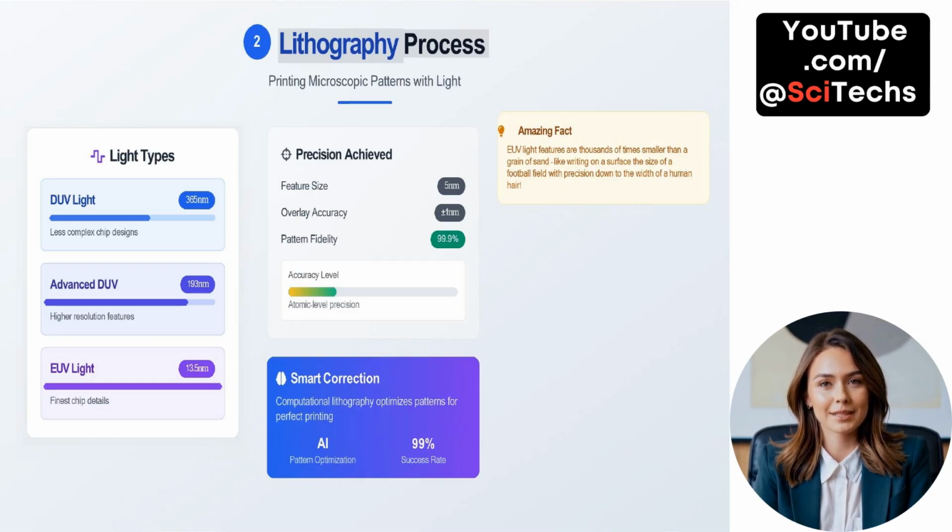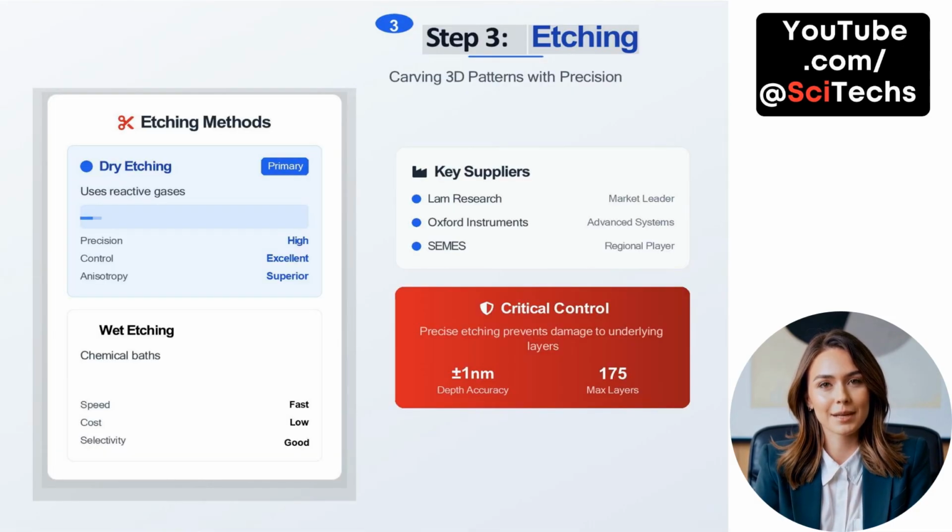An amazing fact: EUV features are so tiny, it's like writing with hair-width precision on a football field-sized surface, an astonishing scale of control. Step 3.